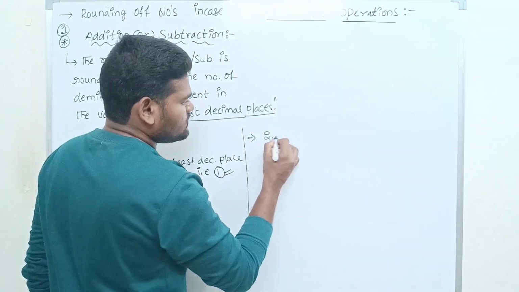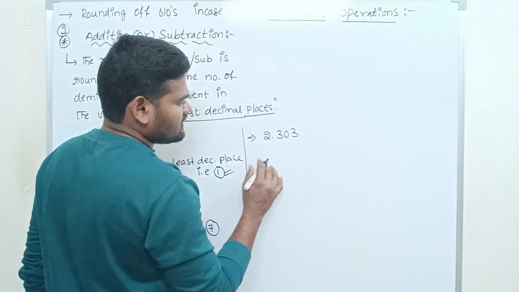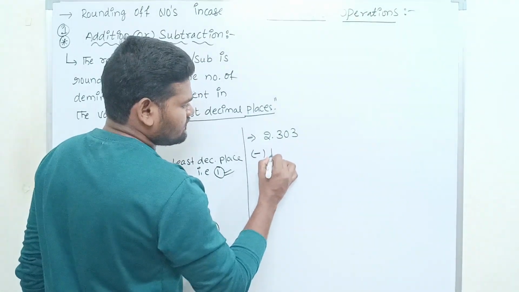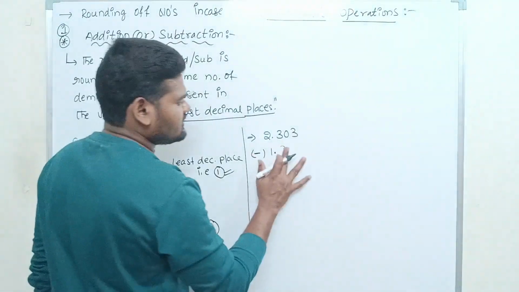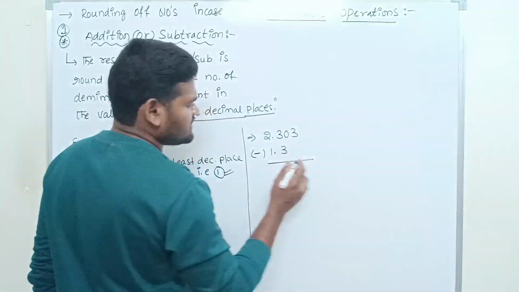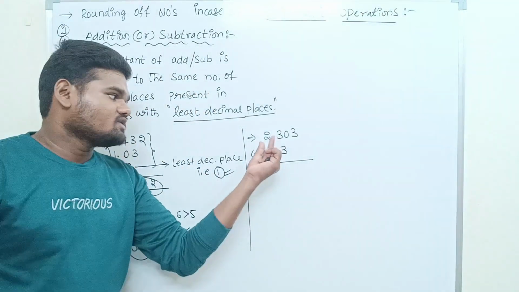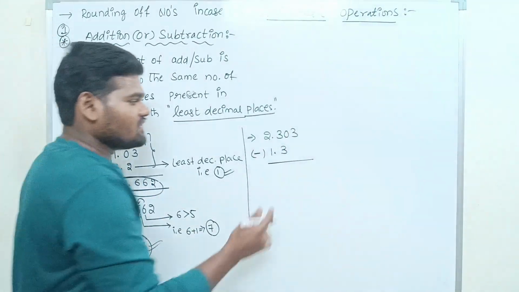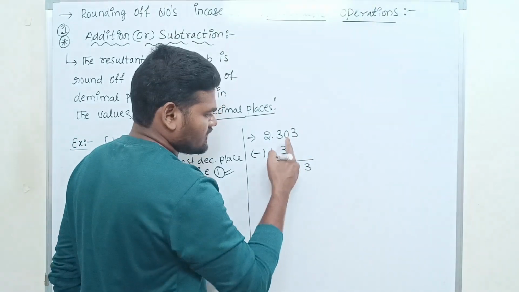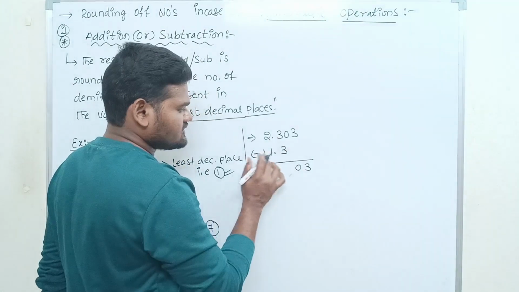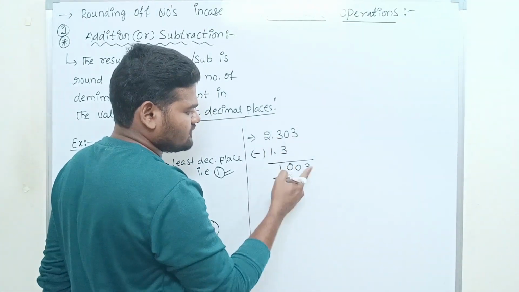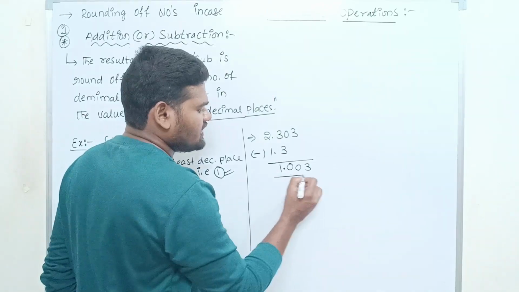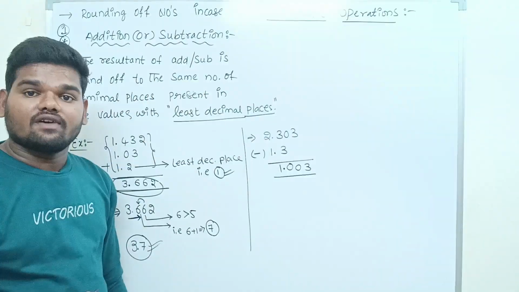Okay, right. So I'm taking 2.303 and subtracting 1.3 from it. So what will we get? 3 minus 3 is 0, and 2 minus 1 is 1. So 1.003 is what we got. So now what do we have to do?